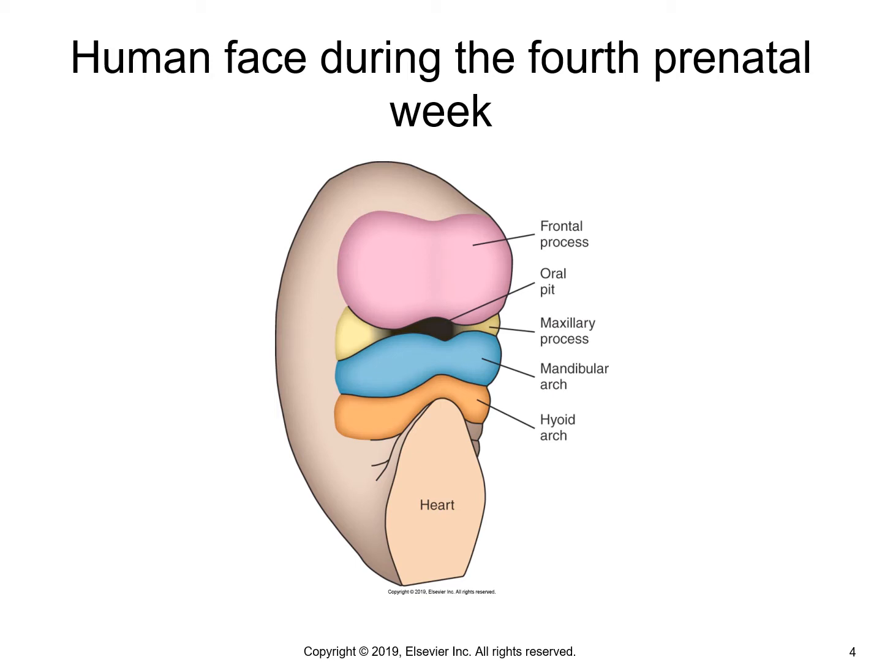In this image, you can see the frontal process, which is shown in pink, and as we stated, that covers the brain. You can see this darkness in the middle is the oral pit, or stomodeum, which will become known as the primitive mouth, and on the lateral sides are the maxillary processes developing. Here the blue is the mandibular arch, which is our first pharyngeal arch, and then we have the hyoid arch under that.